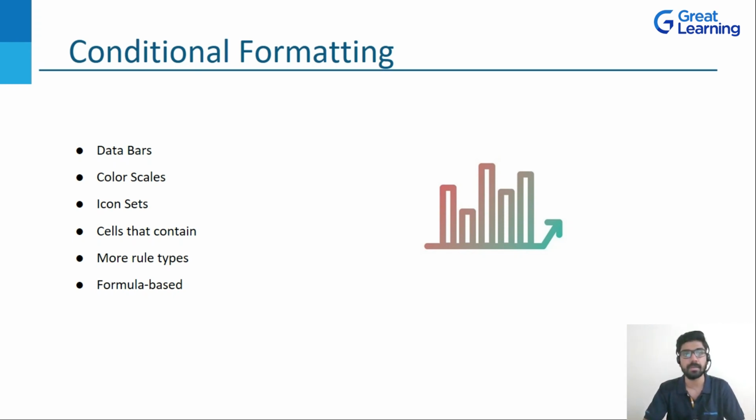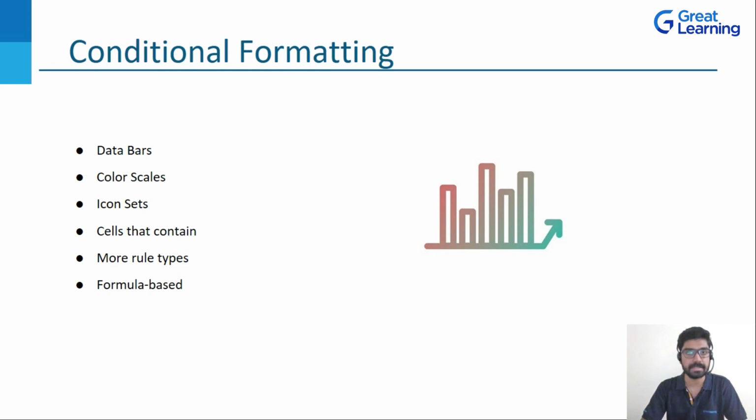Now let's take a look at cells that contain. Here you will be able to format the cells that contain a particular value, text, or belonging to a particular range. You'll also be able to format the cells which are empty or occupied. In more rule types, you will be able to format the cells which have same values or unique values.